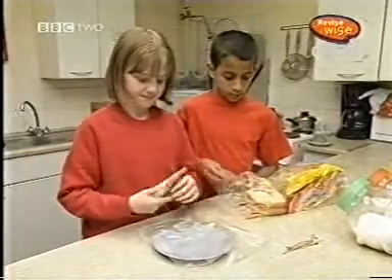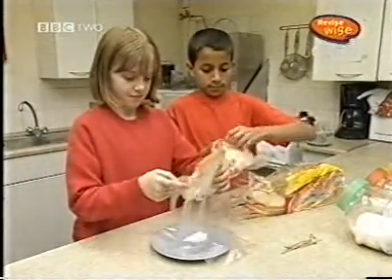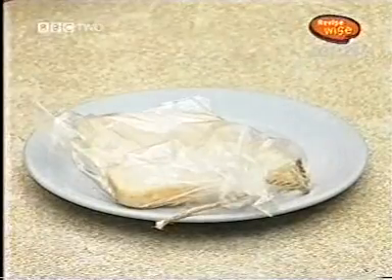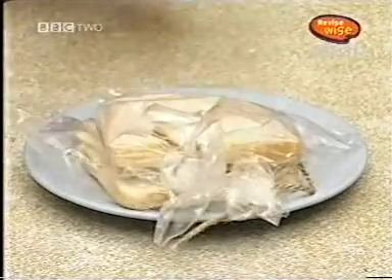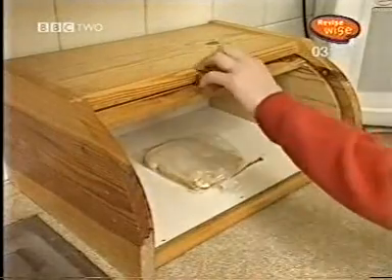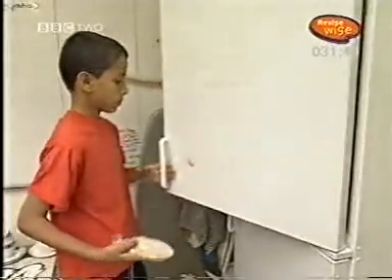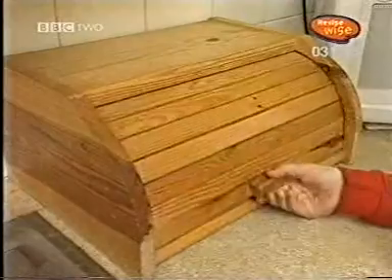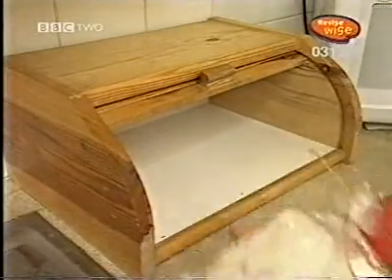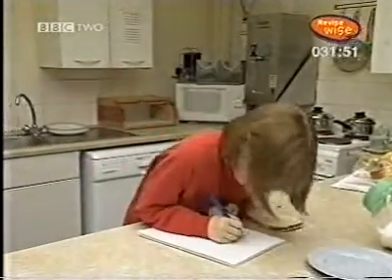Here's another question about microorganisms. The science team investigated mould. They had 3 identical slices of bread. They put each slice in a plastic bag in a different place in the kitchen: the bread bin, the fridge, and the freezer. Then they recorded how much mould grew after 10 days.